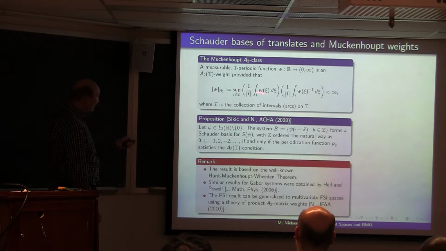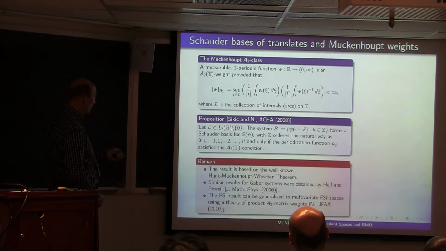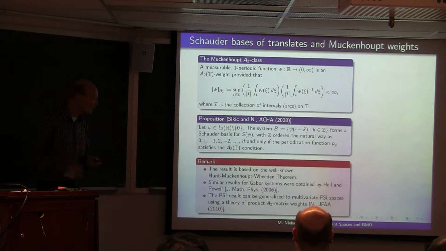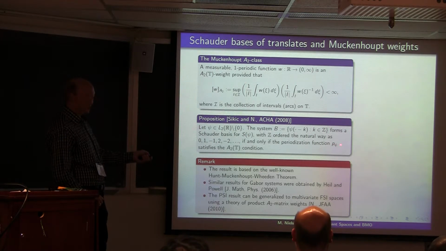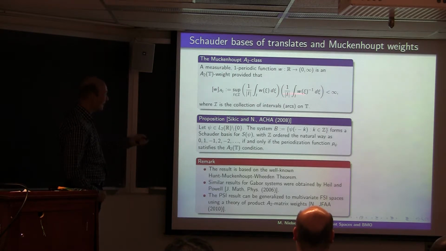Okay, so with this definition, in 2008 we were able to prove the following result. If you take your generator from L2, make sure that it's not a trivial case, and you look at the natural candidate for a stable generating set, then this forms a Schauder basis for this shift-invariant space when you order the integers the natural way: you take 0, 1, minus 1, 2, minus 2, and so on. And this happens if and only if the periodization function satisfies the A2 condition. So you get a complete characterization of when you have a Schauder basis for this shift-invariant space. You simply have to check, which is easier said than done sometimes, that this condition is satisfied for the particular weight you have as candidate.